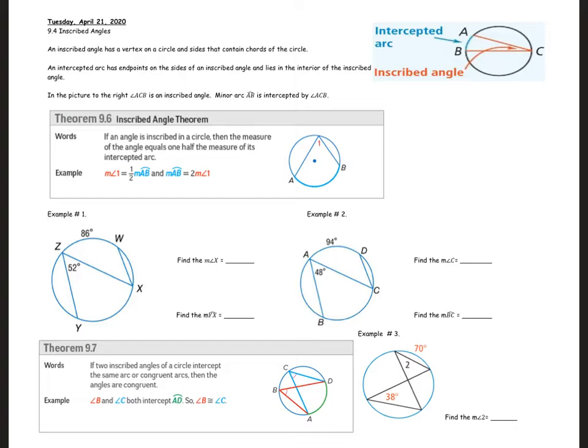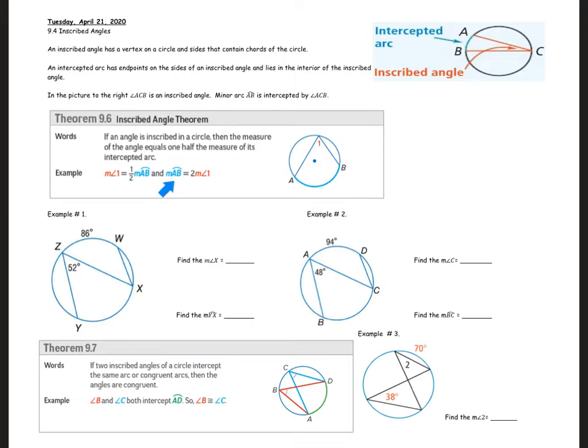There is a theorem about an inscribed angle. It says if an angle is inscribed in a circle, then the measure of the angle equals 1/2 the measure of its intercepted arc. So here the measure of angle 1 will be half the measure of arc AB. So for instance, if arc AB was 50, cut 50 in half, that means angle 1 would be 25.